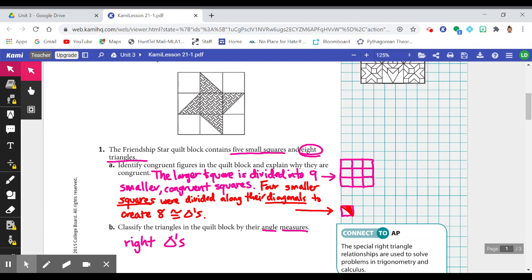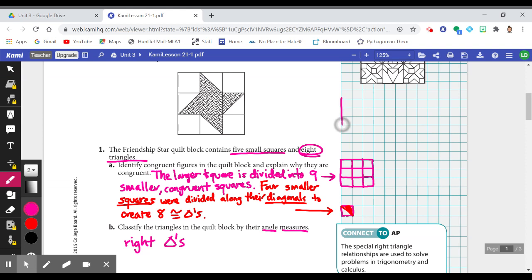And they ask us to dive a little bit deeper into these triangles and what's unique about these triangles. In B, it says classify the triangles in the quilt block by their angle measures. And so if we started with the square, which has 4 90-degree angles, and then we divided that square across the diagonal, we now have right triangles because the square had right angles, and when we divide it along the diagonal, we now have right triangles.